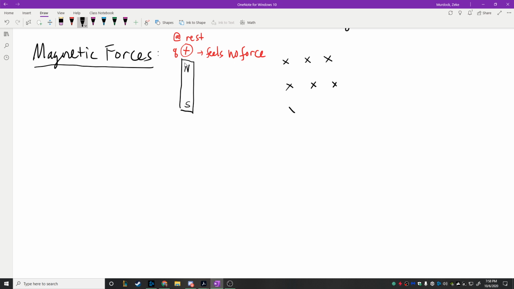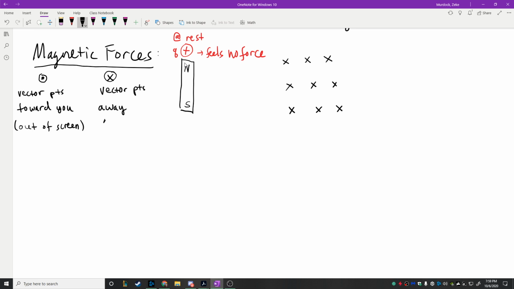Okay, so I'm going to introduce a notation here that we're going to use pretty consistently in this class. I'm going to use this symbol to represent a vector that points out of the page, or out of the screen. And then I'm going to use this symbol, either with a circle around it or not, to represent a vector that points away from you. This would be like out of board or out of screen. This would represent into the screen or into the board.